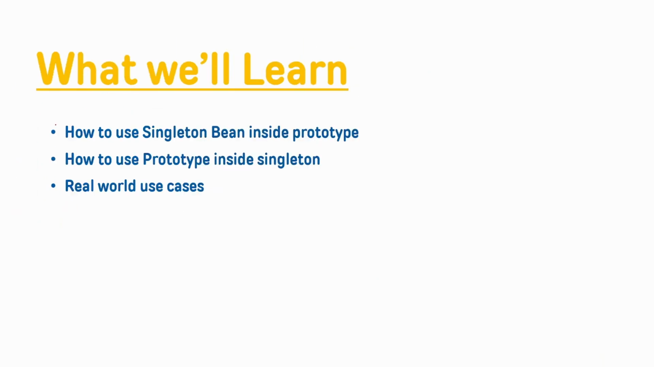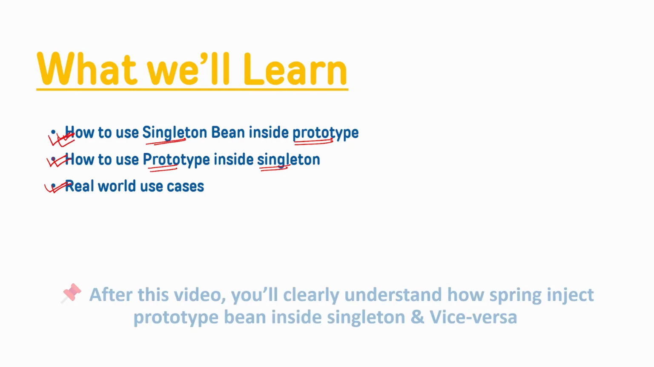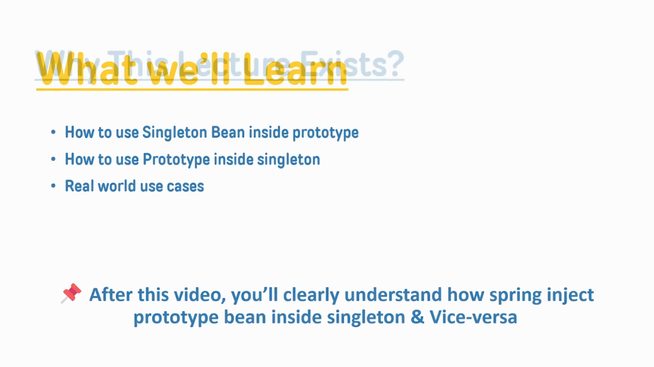What will we learn in today's video? We will learn about how we can use a singleton bean inside the prototype beans, and then how we can use the prototype bean inside the singleton bean, and then we will learn about the real world use cases. This is going to be today's agenda. After this video you will clearly understand how Spring injects a prototype bean inside singleton beans and vice versa, or basically how to use one scope of the bean inside another scope. So let's start today's video.